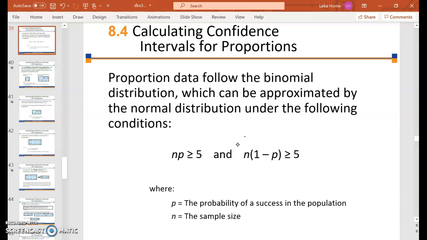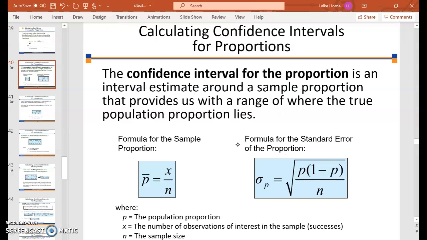But you can use a normal distribution on binomial distributions if you take N times P and it's 5 or larger, and you take N times 1 minus P, which is Q, and it's also 5 or larger. If it is, then you can use the normal distribution.